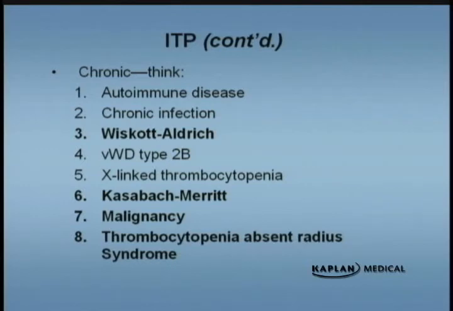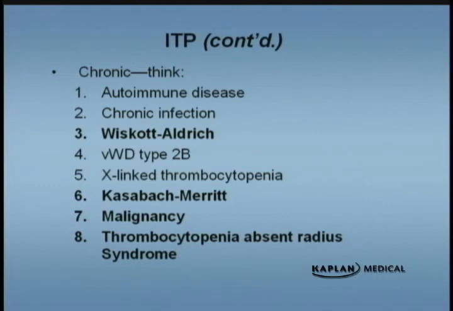Chronic ITP should make you think of this differential diagnosis, such as an autoimmune disease. Also remember Wiskott-Aldrich. Remember when we did the mnemonic for Wiskott-Aldrich, we said Mr. Text, and one of the T's is thrombocytopenia. Of course, with Wiskott-Aldrich, you're going to also see other findings. Von Willebrand's can course with thrombocytopenia. Kasabach-Merritt, that's one that is a large hemangioma, and the platelets are trapped there.